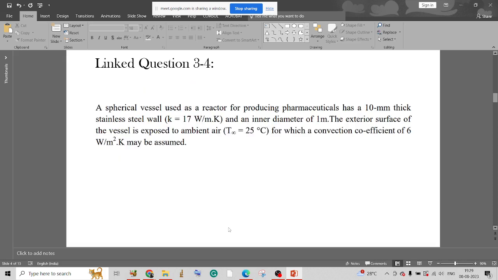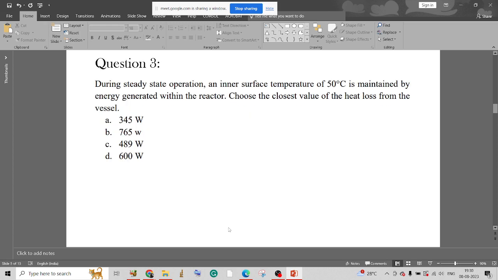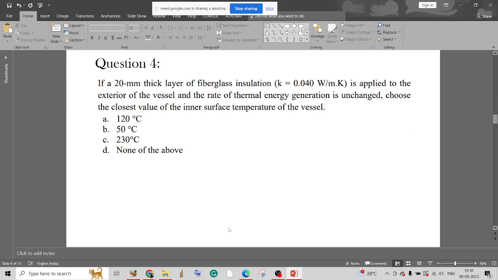First, we will draw the diagram. There'll be an outside temperature of ambient air of 25 degrees Celsius, and there is an inner diameter of 1 meter, and the vessel of the reactor will be 10 mm thick stainless steel wall, right? So we will just add 10 mm to the inner diameter. That will give the outside radius or diameter of the vessel. Then let's proceed to question number 4 so that we can draw the diagram altogether.